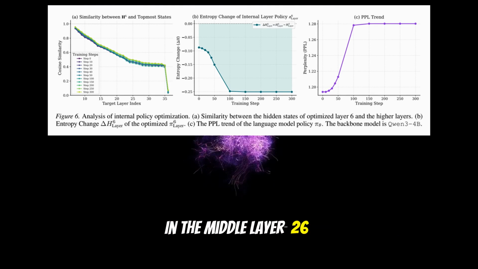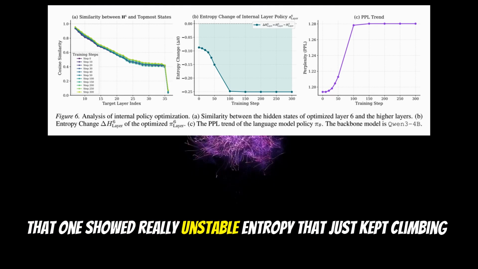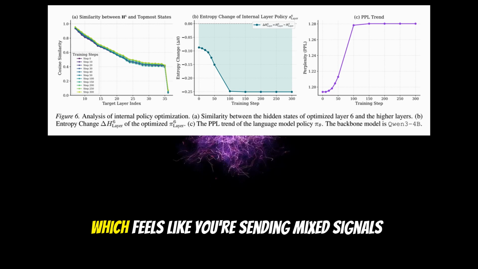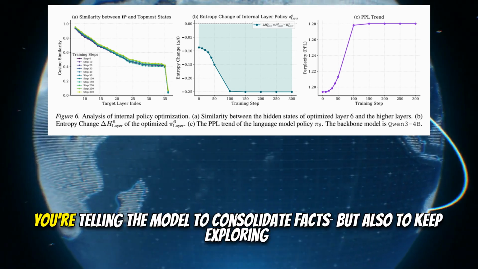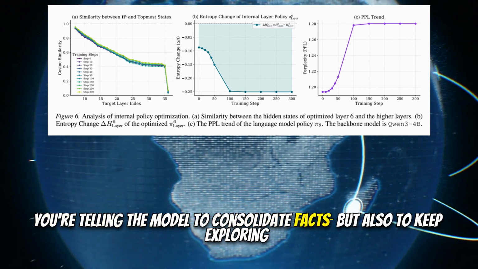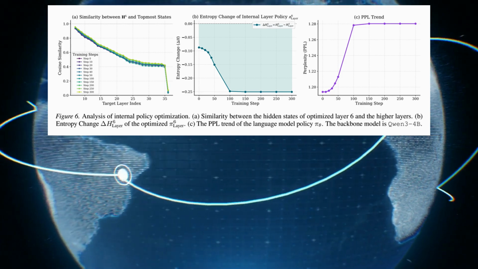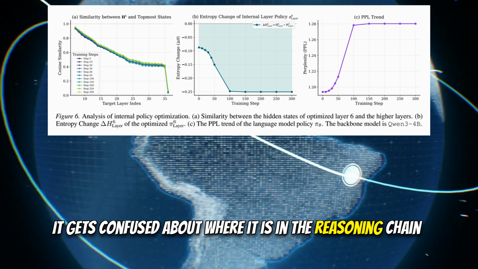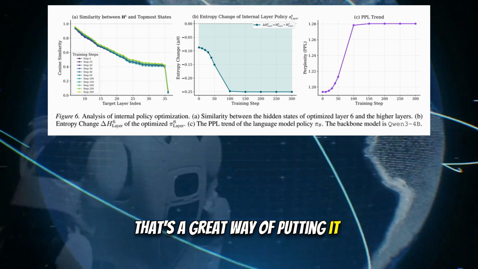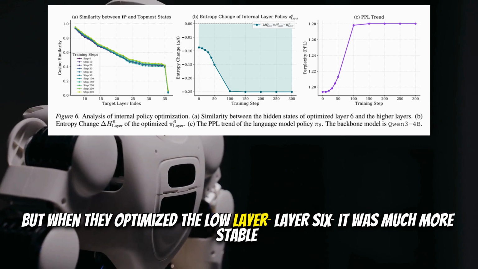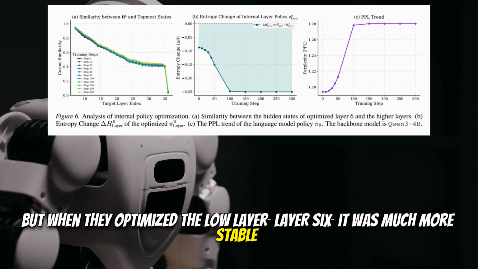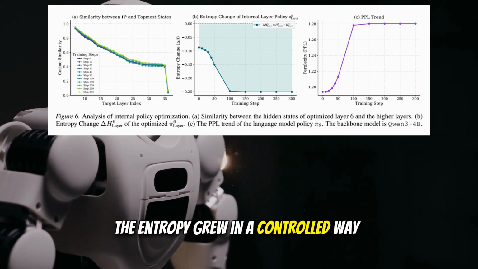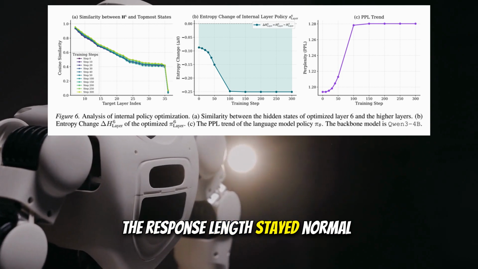And the middle layer, 26. That one showed really unstable entropy that just kept climbing. Which feels like you're sending mixed signals. You're telling the model to consolidate facts, but also to keep exploring. It gets confused about where it is in the reasoning chain. That's a great way of putting it. But when they optimized the low layer, layer 6, it was much more stable. The entropy grew in a controlled way. The response length stayed normal.